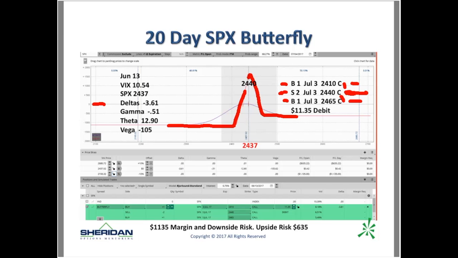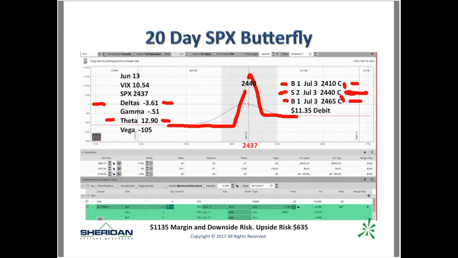We want to get the deltas close to zero. And I will give guidelines. 0 to 3 deltas, it gets close to neutral. I'll get into that more, but for me, 0 to 3 is going to be close to neutrality. This trade is a positive theta trade.